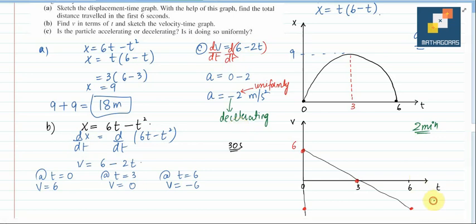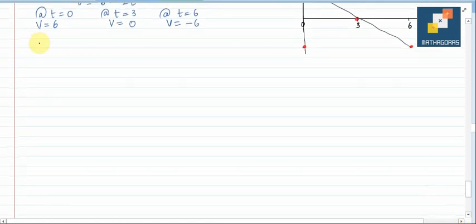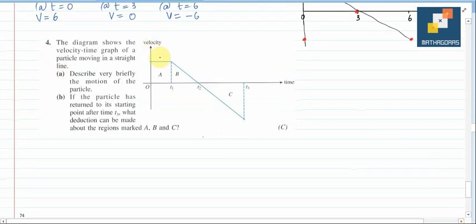After that, moving towards the next question. It's question number 4 from the same exercise 22.2. And now in this question we have a velocity-time graph. First we need to read the question carefully. The diagram shows the velocity-time graph of a particle moving in a straight line. Describe briefly the motion of the particle. So if a particle is starting from this point, what do you think its motion is?